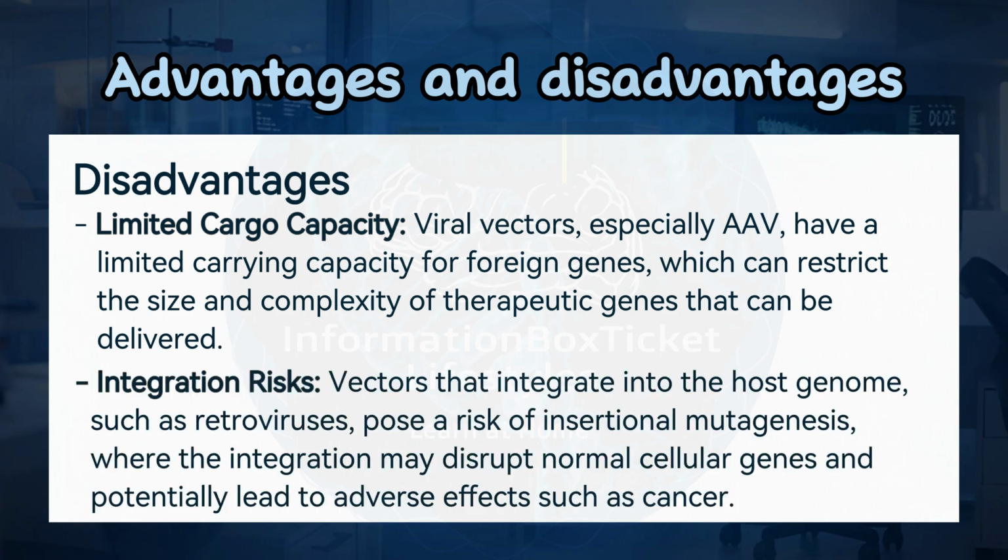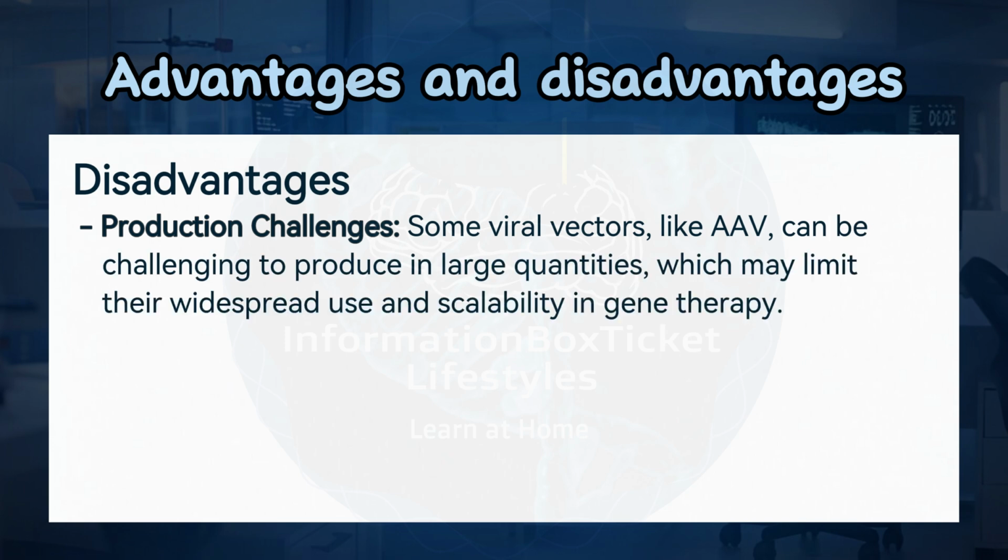Integration risks. Vectors that integrate into the host genome, such as retroviruses, pose a risk of insertional mutagenesis, where the integration may disrupt normal cellular genes and potentially lead to adverse effects such as cancer. Production challenges. Some viral vectors, like AAV, can be challenging to produce in large quantities, which may limit their widespread use and scalability in gene therapy.